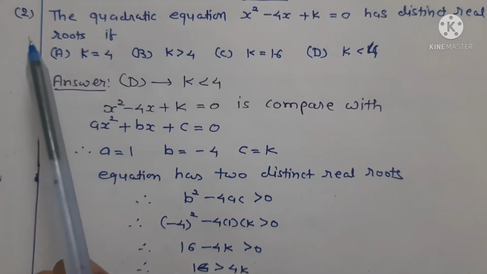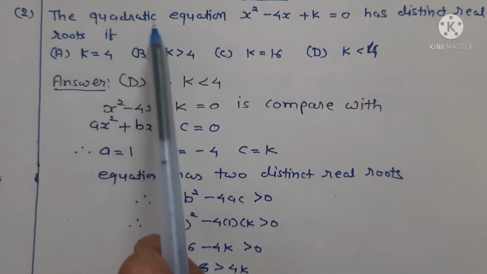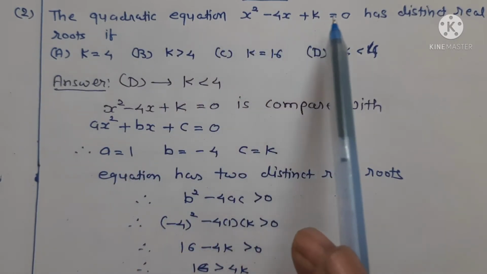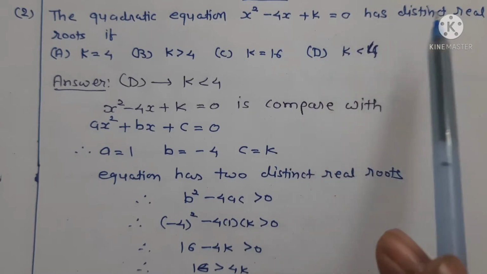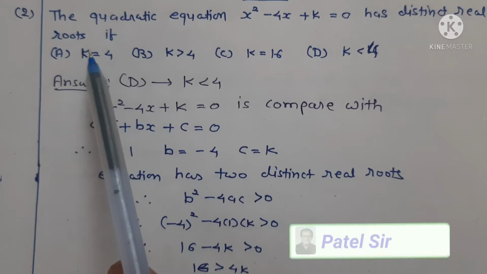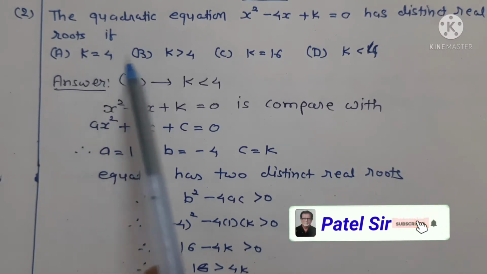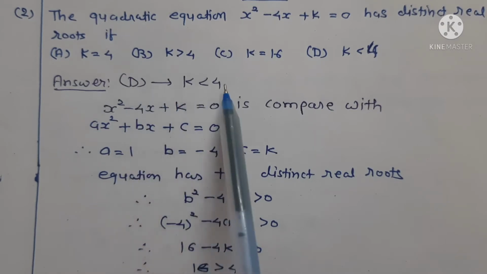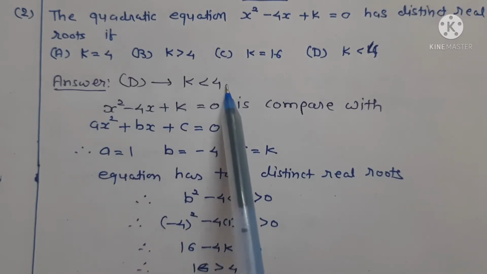Now we start question number 2. The quadratic equation x square minus 4x plus k equal to 0 has distinct real roots. Real roots, how? So distinct. If four options are given, the answer is D, k less than 4. Now we start the solution.